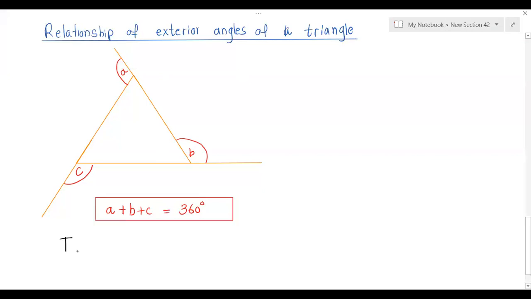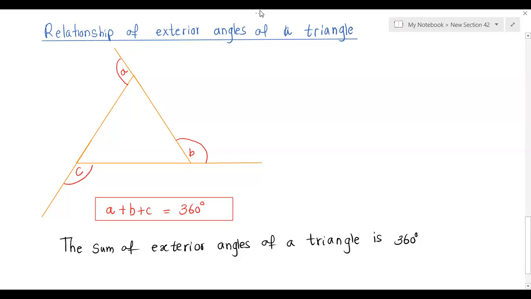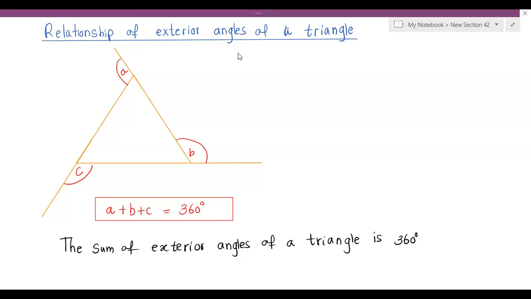We learn it as a theorem: the sum of exterior angles of a triangle is 360.